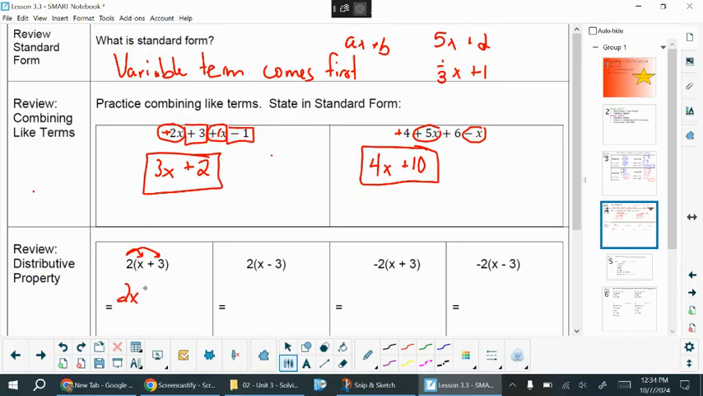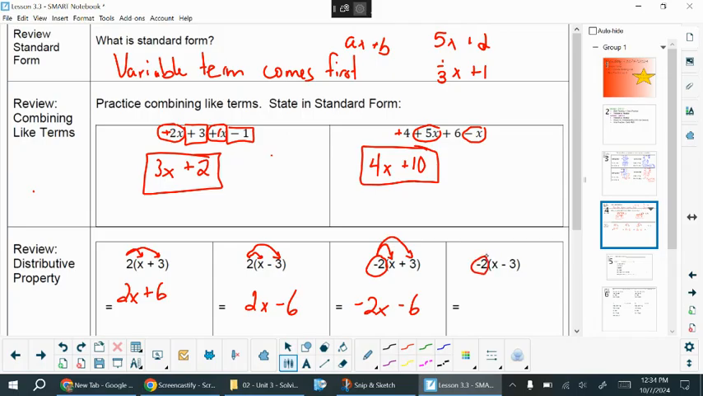And 2 times 3 is positive 6. So I'm going to write positive 6 or plus 6. From here, just be careful with your negative signs. 2 times x is still 2x. This time, 2 times negative 3 is negative 6. On this one, I'm distributing a negative 2. So negative 2 times x is negative 2x. Negative 2 times positive 3 is negative 6.